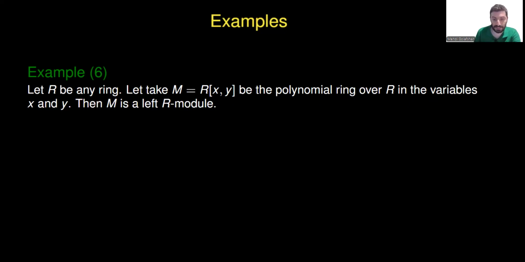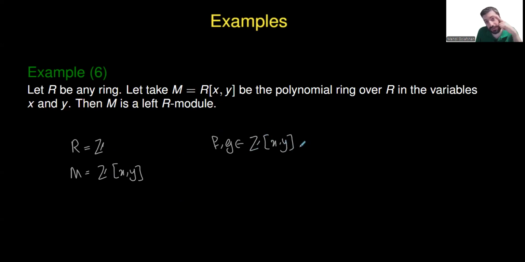For example, let's suppose R is the ring of integer numbers, and we can say that M is Z[X, Y]. So, for example, F and G are elements of Z[X, Y]. For example, let's suppose F would be like this. Let me write that, just a second.